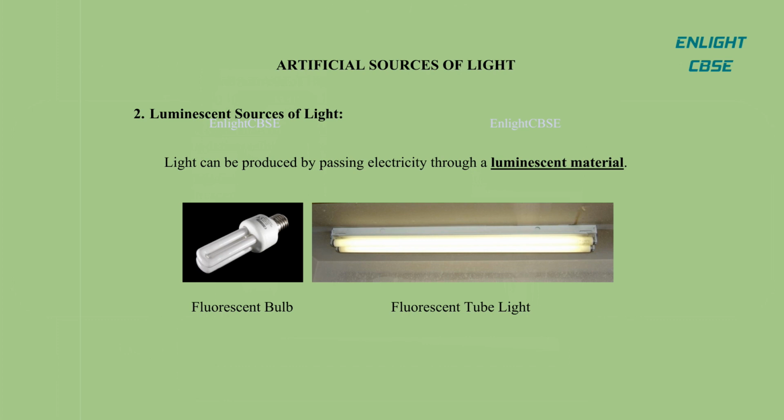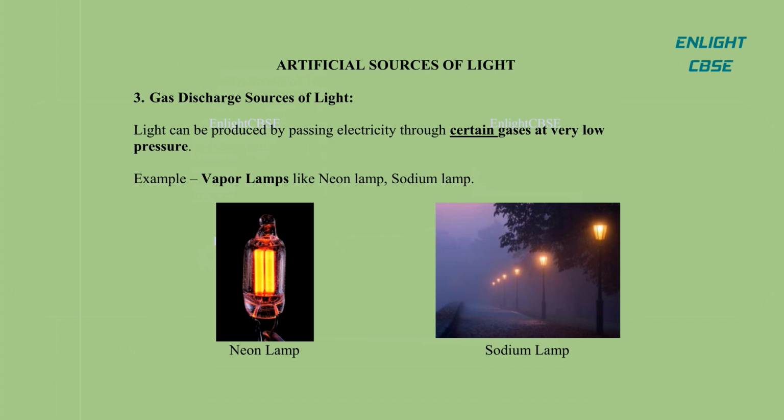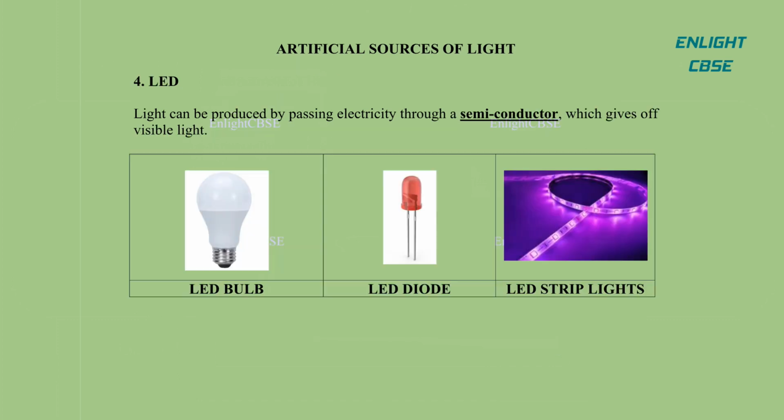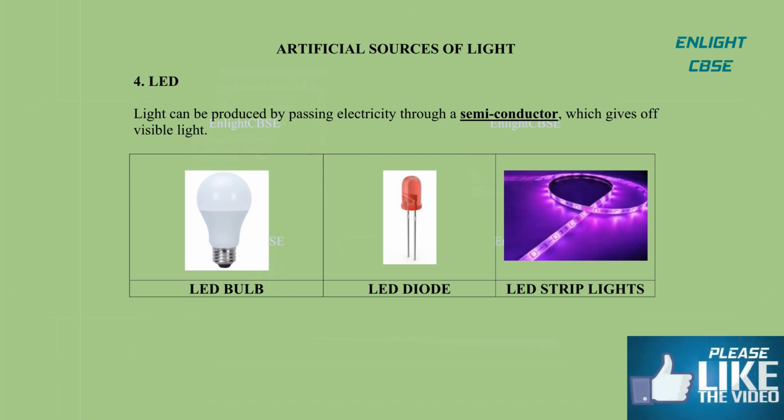In luminescent sources of light, light is produced by passing electricity through a luminescent material, as in a fluorescent bulb or fluorescent tube light. In gas discharge sources of light, light is produced by passing electricity through certain gases at very low pressure. Example: vapor lamps like neon lamp and sodium lamp. In an LED or light-emitting diode, light is produced by passing electricity through a semiconductor, which gives off visible light. E.g., LED bulb or LED strips.